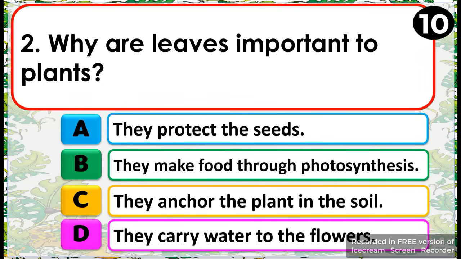Number 2. Why are leaves important to plants? A. They protect the seeds. B. They make food through photosynthesis. C. They anchor the plants in the soil. D. They carry water to the flowers.